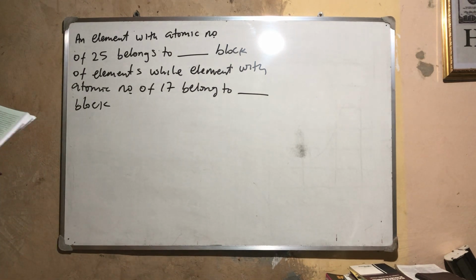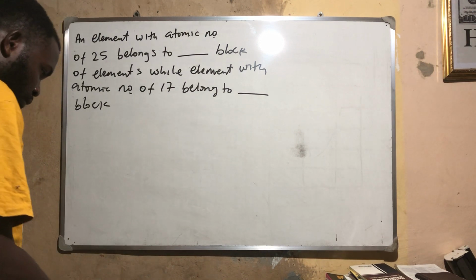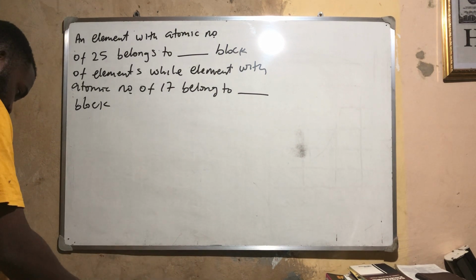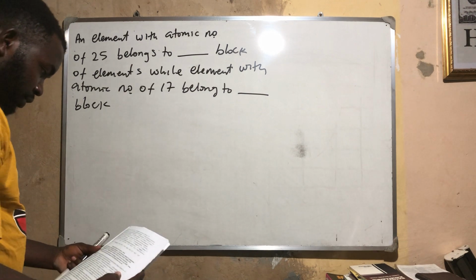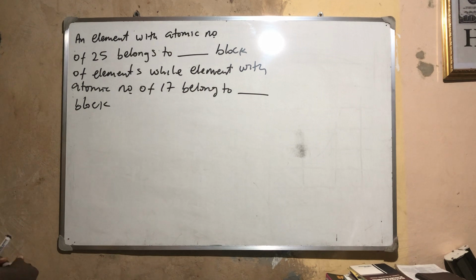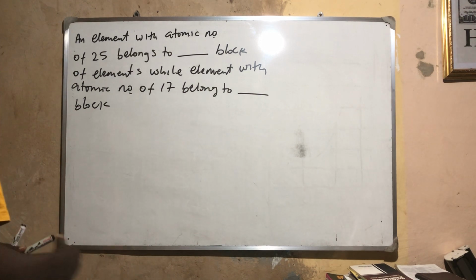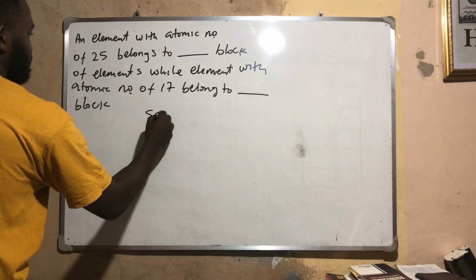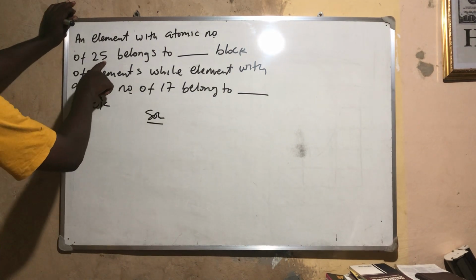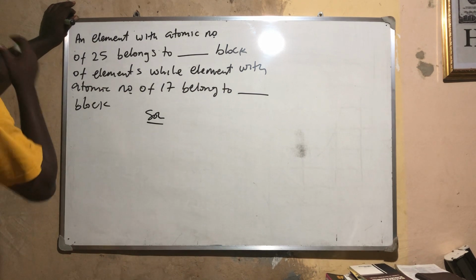Okay, so what do we do? We write the electronic configuration of such an atom. All right, so let's do that. Solution. For the first one, they say that it has 25 electrons. So let us write the electronic configuration of an atom with 25 electrons.